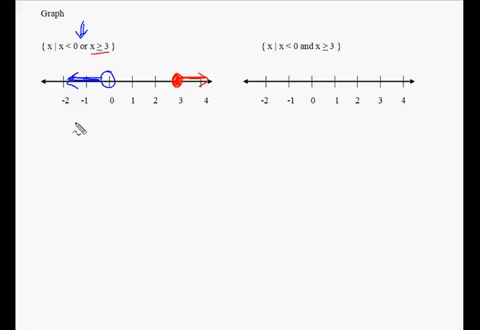To write this answer in interval notation, we see that the arrow points all the way to the left, so that's going from minus infinity and continuing until it gets to 0. 0 is not included, so we use a parenthesis.